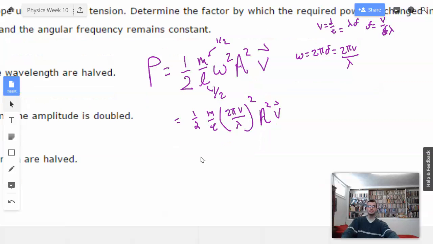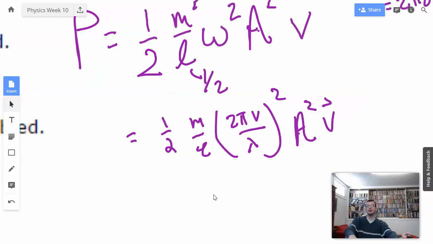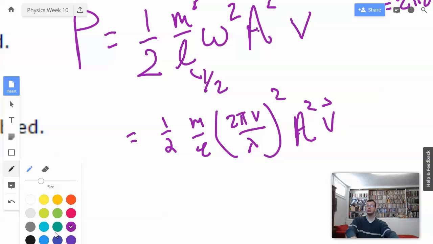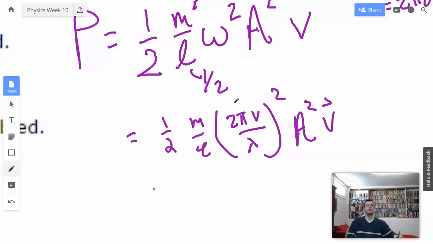Okay. So they said, change this to some sort of blue. Here we go. So they said length goes to 1/2, which I'm going to assume also means the mass goes to 1/2, so it doesn't matter because it's mass per unit length. And then they say the wavelength goes to half. So if the wavelength sits on the bottom and halves, it's going to raise power.